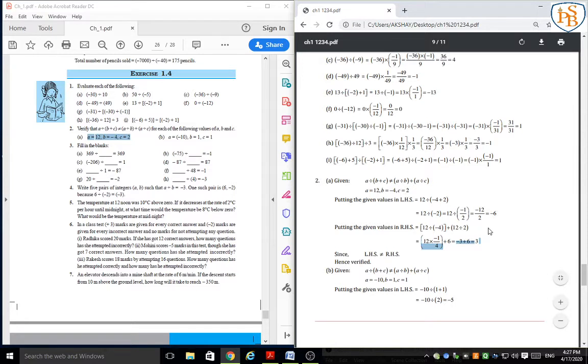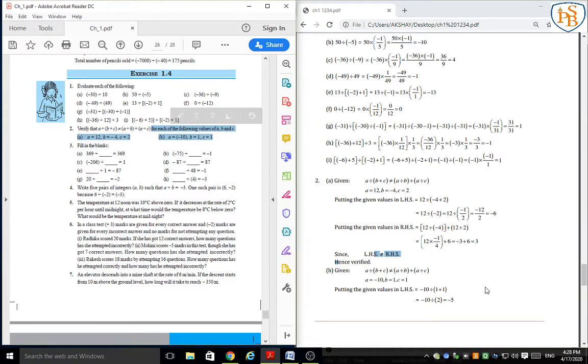Since the left hand side and right hand side don't carry the same answer, the left hand side and right hand side are not the same. That means the left hand side is not equal to the right hand side, hence verified. Like that, you have to solve the second example.